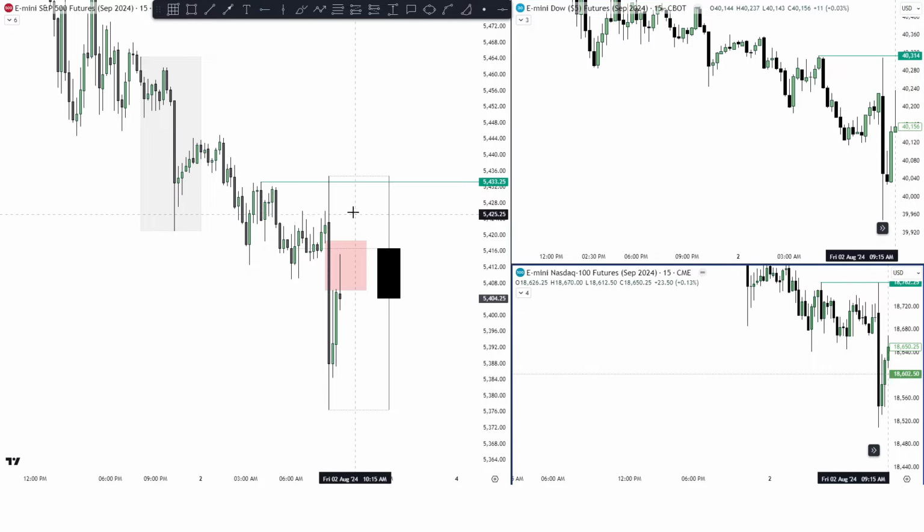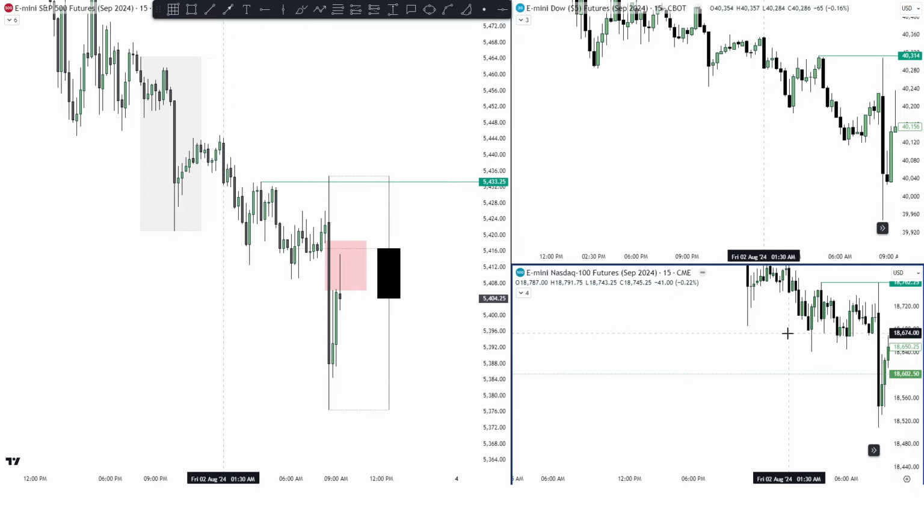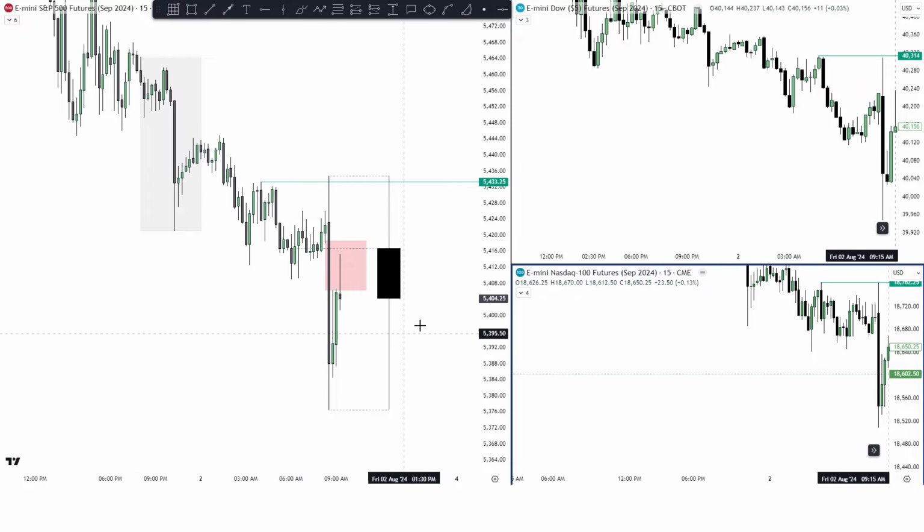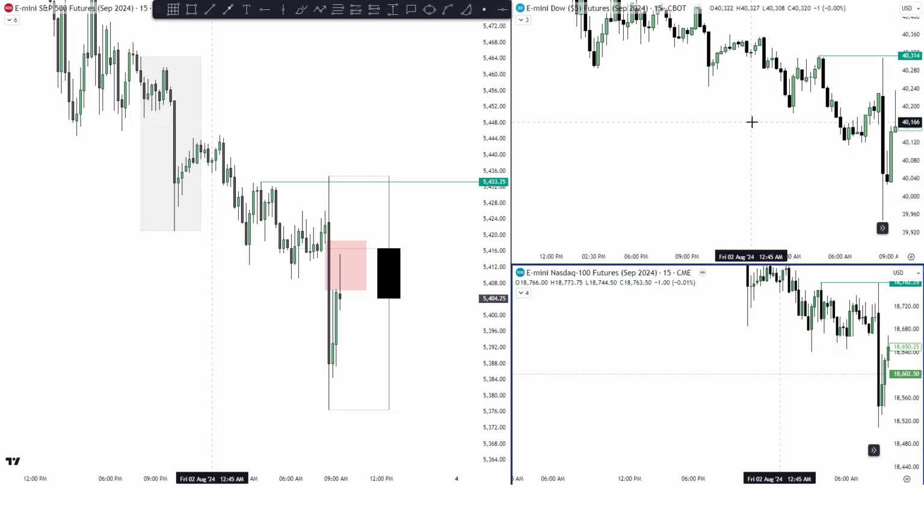So obviously there is a clear SMT inside the marketplace where the S&P 500 did take out this high, but we can see here that the Dow Jones as well as the NASDAQ didn't necessarily take out that same high. So obviously this is leaning towards lower prices. So obviously here we have that SMT divergence, plus we have both correlated markets pushing lower.